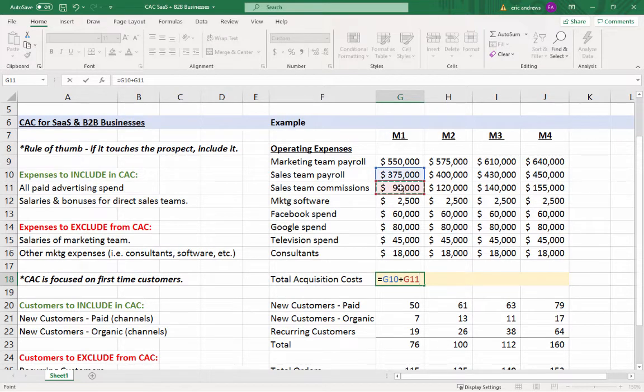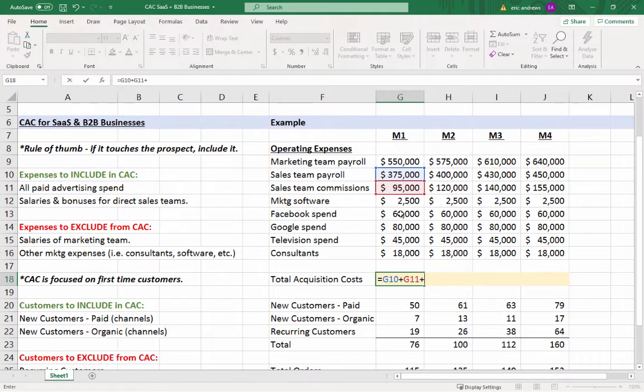and include their commissions, which are their bonuses, because they'll get paid bonuses if they make sales. What about marketing software, like some kind of project management thing like Asana or whatever? Definitely not. Exclude that. Has nothing to do with the customers as an internal thing.